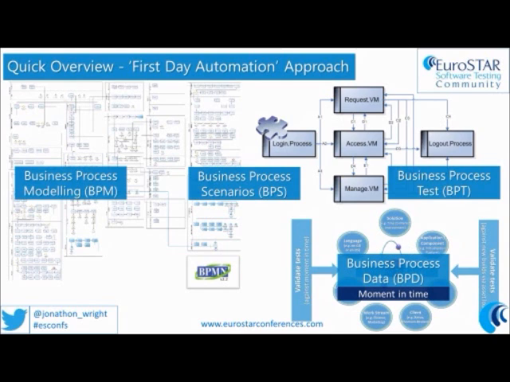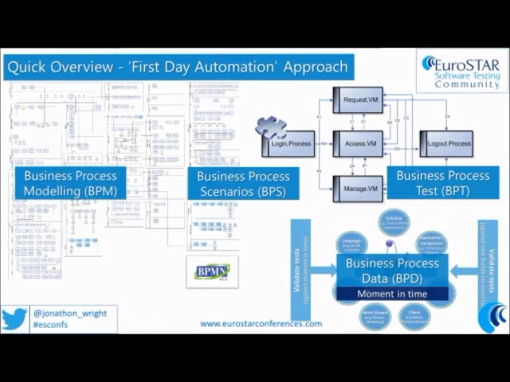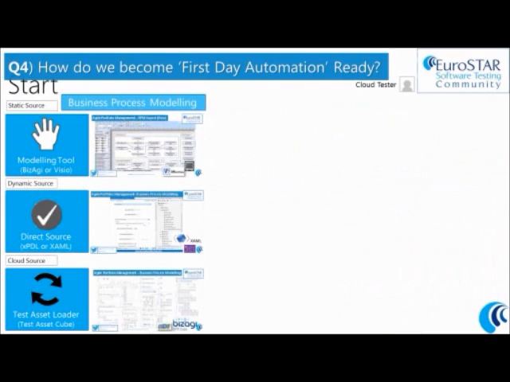But that's for a moment in time because it's dependent on a build, a client, a solution, a language. The data associated with those paths may be completely different. So that's the first day automation approach. Now I'm going to go into how do we actually do this in practice? How do we become automation ready?